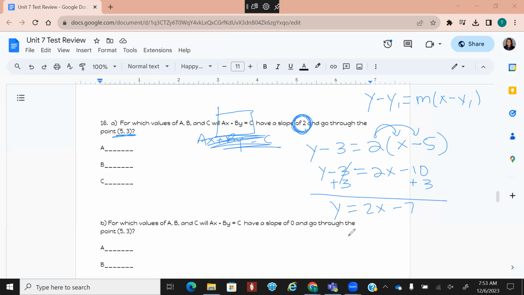But now we need to get that 2x to the other side. So that's going to be y minus 2x equals negative 7. Now this looks like that thing up at the top, right? So A would be negative 2, B would be 1, and C would be negative 7. You could get some other answers as well.